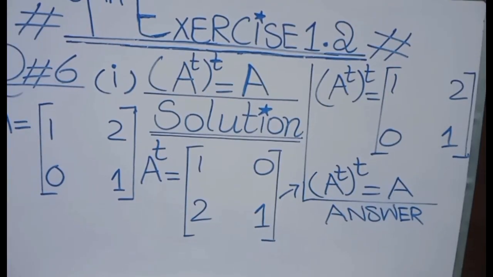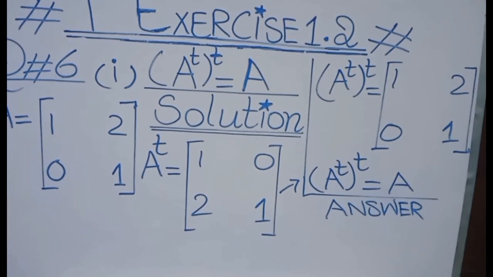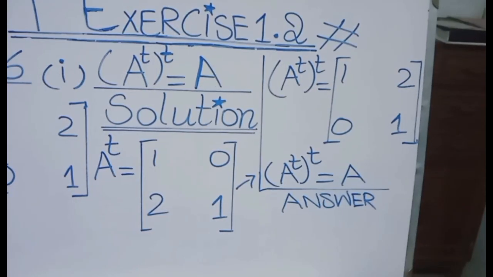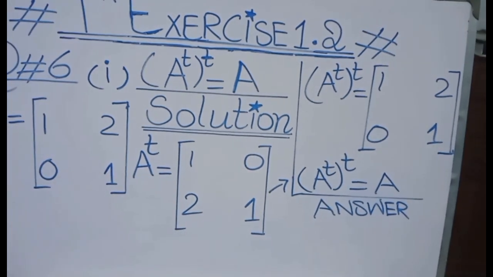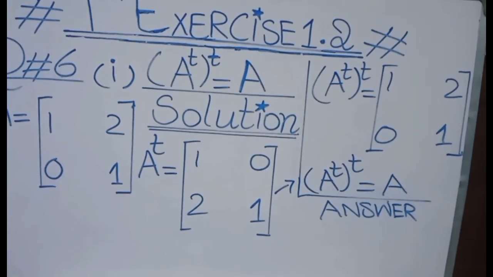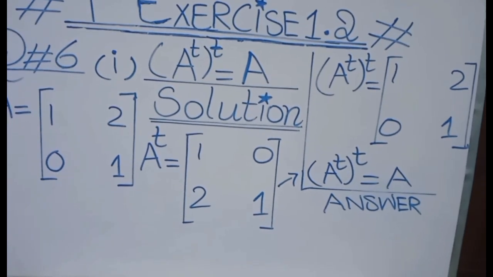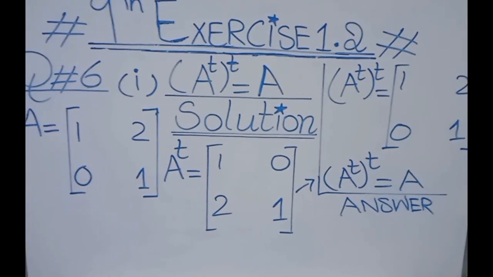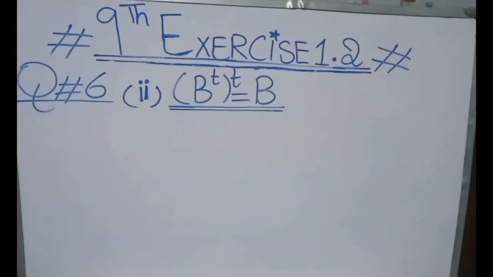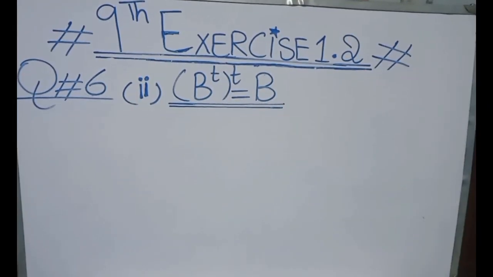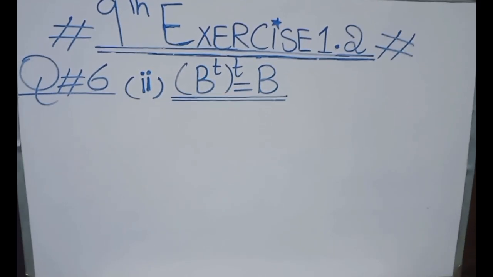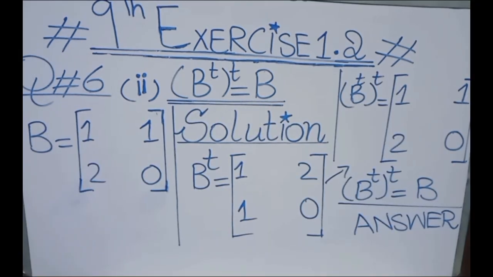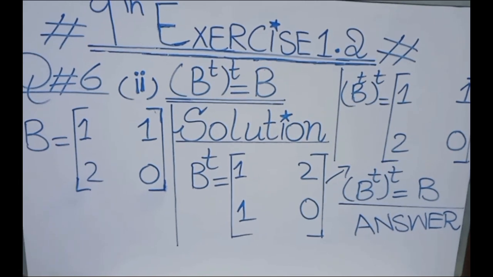For solving this question, at first we have taken the first transpose of part A, and then we have taken its second transpose. And after taking its second transpose, this matrix becomes the same as part A. So we have got this statement true. And now we will solve the second part of question number 6, and we'll try to find out whether this statement is right or wrong. And now after solving this question, we have got this statement true, that the double transpose of B is equal to B.